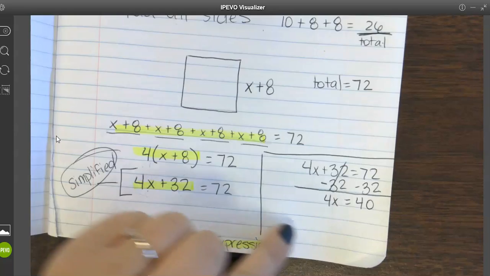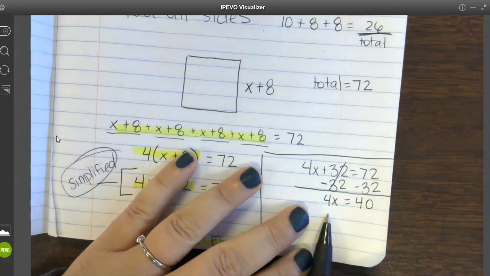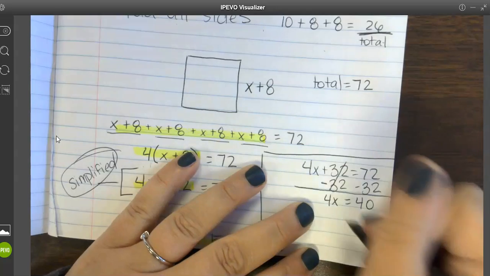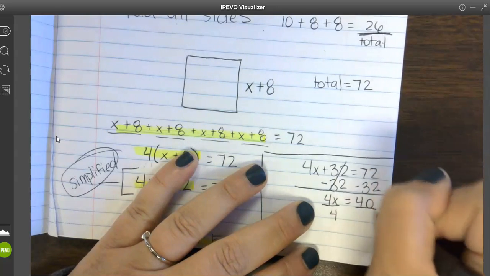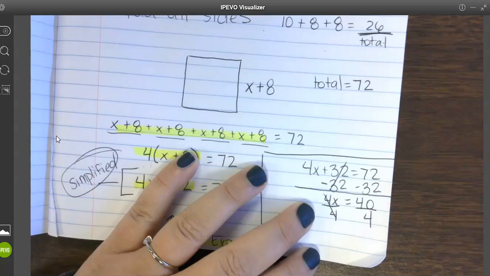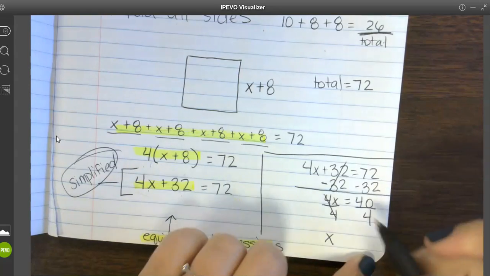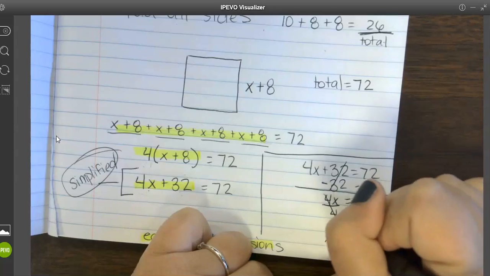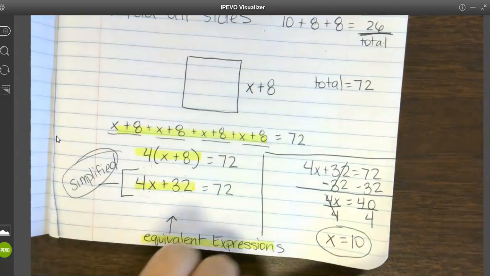Okay? So then now what do I need to do to solve? I've got multiplication. What do I do to get rid of multiplication? I'm going to divide. So I'm going to divide by 4 on both sides. That's going to eliminate it on this side and leave me with x. 40 divided by 4 equals 10. So x equals 10.